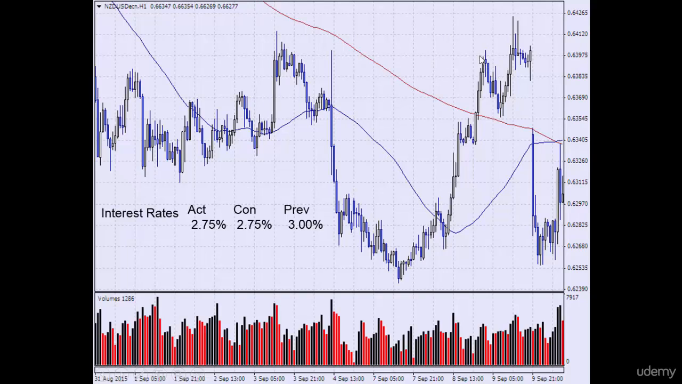We sold the market somewhere here after getting this evening star candlestick pattern. Sold the market, prices fell a little as expected, and then came back up, gave us this lovely tweezer top before the rate announcement, which was here. Before that, the market gave you a tweezer top.